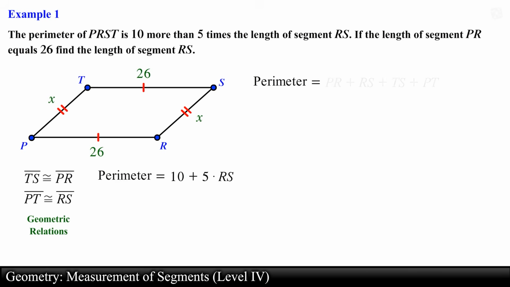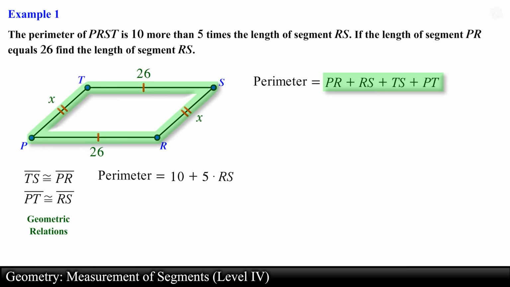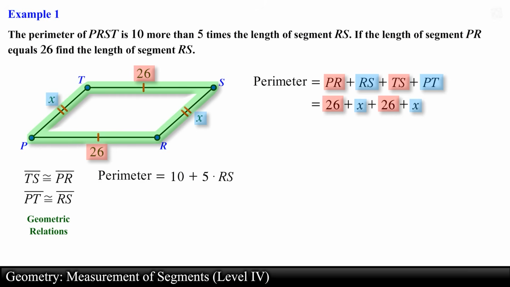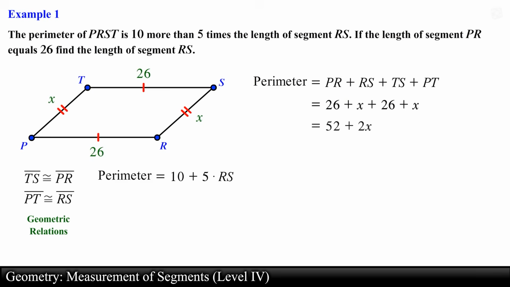In this case, the perimeter will be equal to the sum of the lengths of all 4 line segments. Now that we have this relation, let's substitute the numerical and variable expression for each line segment. Then, we simplify the expression by collecting like terms. Doing that, we obtain the following variable expression for the perimeter.